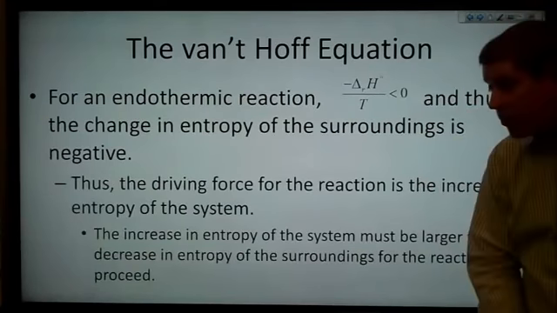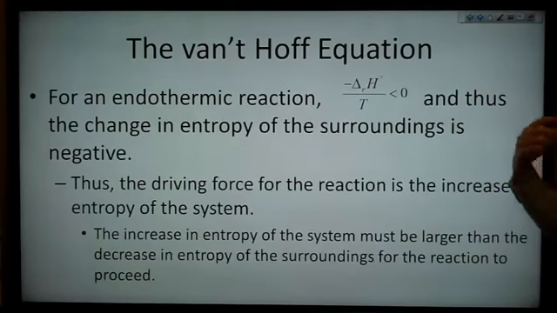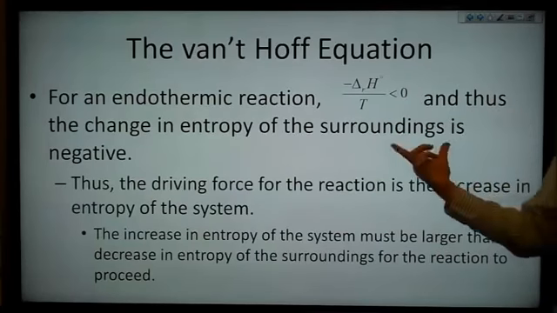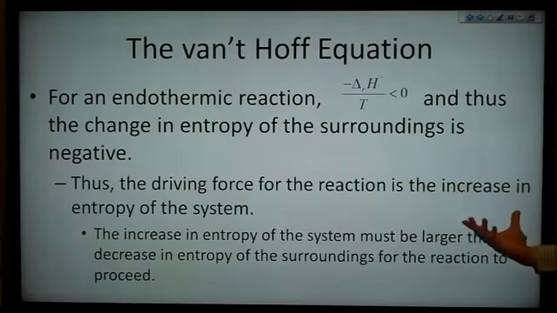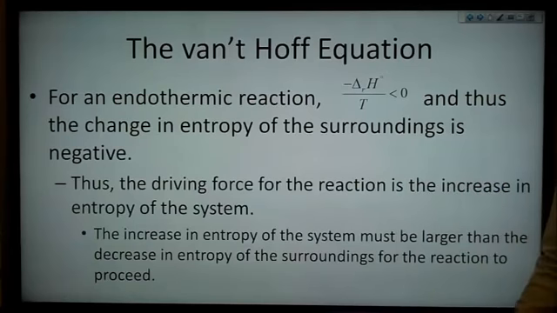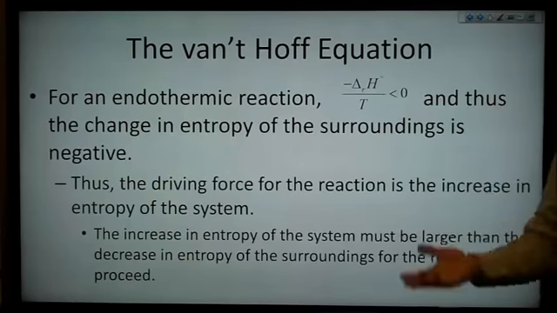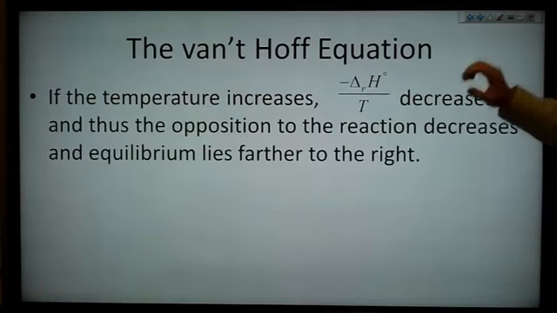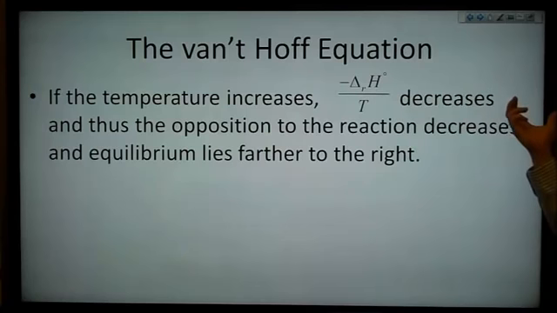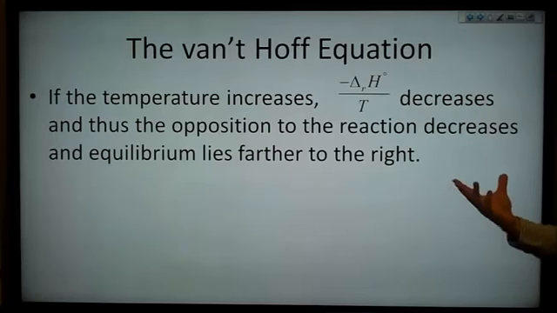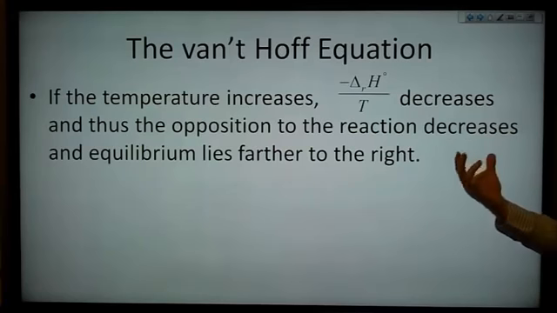On the other hand, for an endothermic reaction, our fraction here is less than 0, and that means that the change in entropy of the surroundings is negative. This means that the driving force for the reaction is the increase in entropy of the system, and the increase in entropy of the system has to be larger than the decrease in entropy of our surroundings for our reaction to occur. Which means, as the temperature increases, our fraction here decreases, and that means that the opposition to the reaction decreases, and our equilibrium lies farther to the right. We get more of our products.